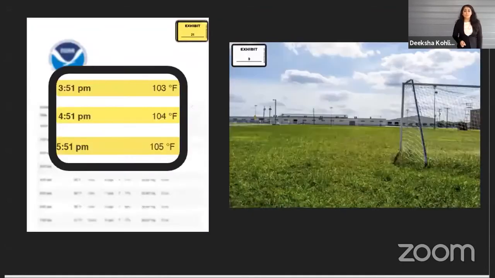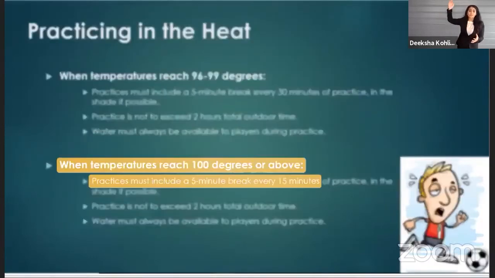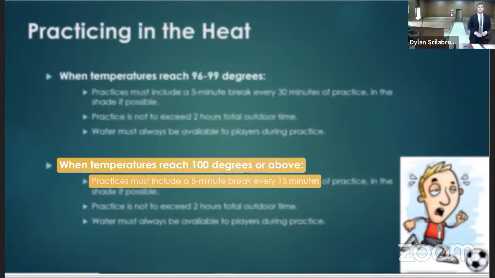She had her students practicing in 103-degree heat. Most of us don't want to go outside when it's that hot. She had her students practicing for hours in that heat, running, sprinting, tackling in that heat. The High School Soccer Coaches Association told the defendant, when it's over 100 degrees out, you must have breaks every 15 minutes. Your Honor, objection.